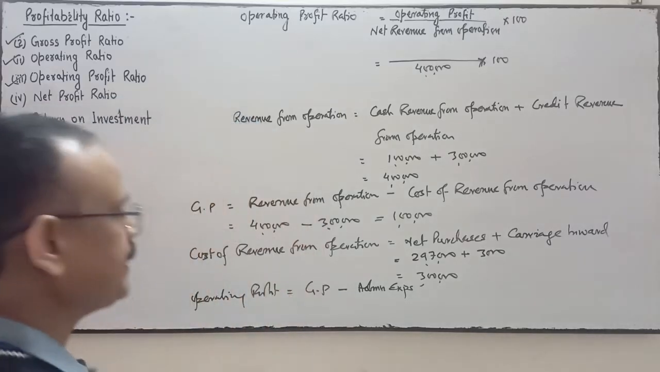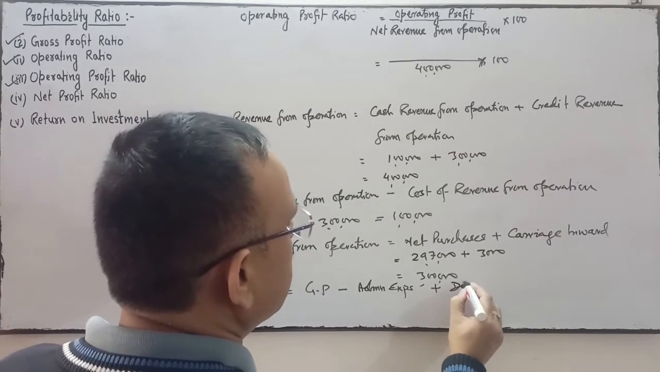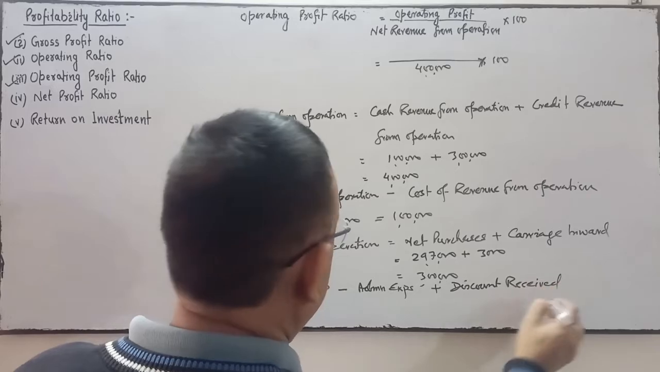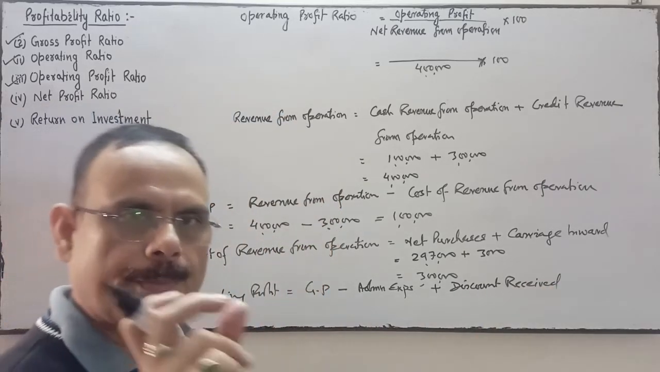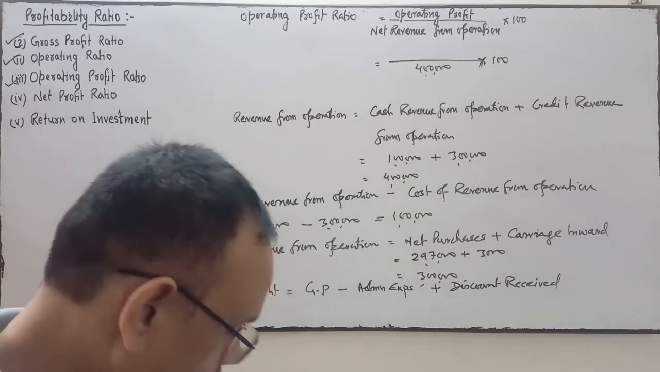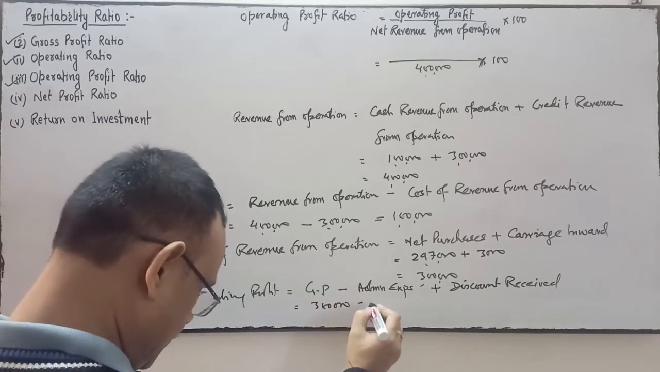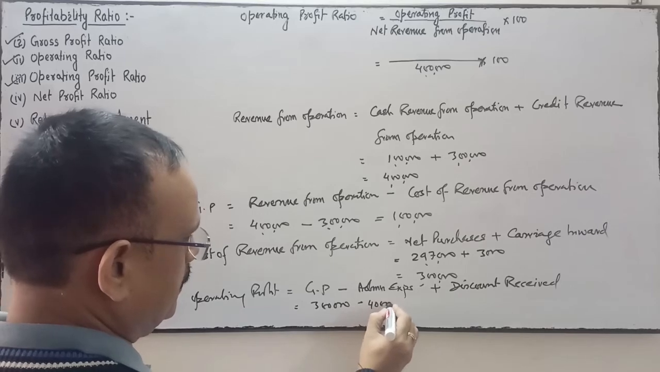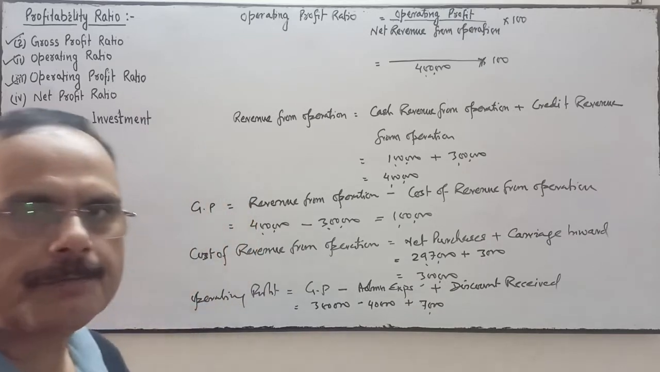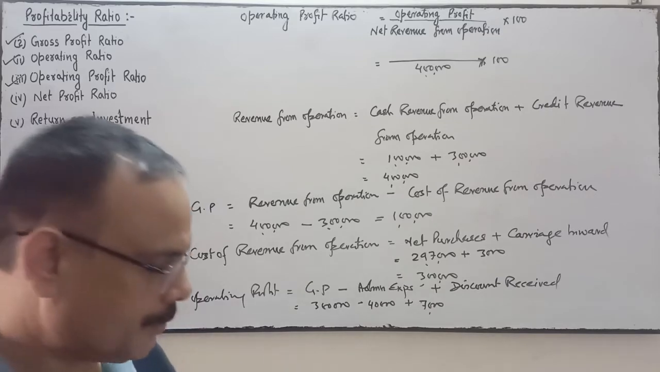And discount received is your operating income, you add it. So gross profit minus operating expenses plus operating income. So operating income is discount received. So gross profit is 1 lakh and administrative expense is 40,000 plus discount received is 7,000. Here the profit on sale of fixed assets is given. Profit on sale of fixed assets is non-operating income, so this will not be taken into account.